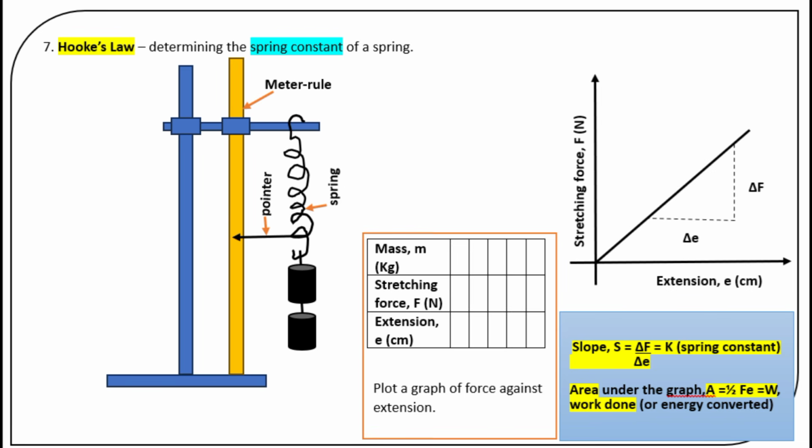You realize that the slope of this graph, change in F over change in E, F over E from Hooke's law, is the spring constant. That means if you are trying to find the spring constant from this graph, you are simply trying to find the slope. It's also important to note that the area under this graph, half base times height, half F times E, represents the work done in stretching that spring, also the energy used or the energy converted.